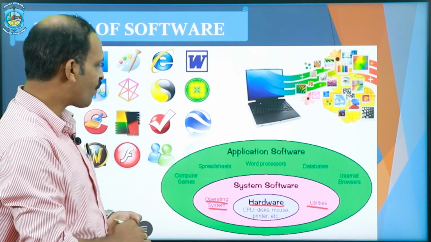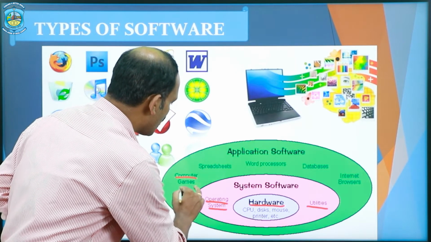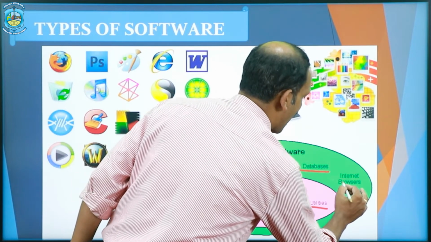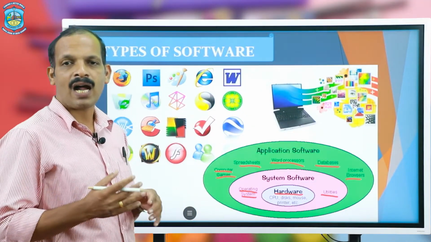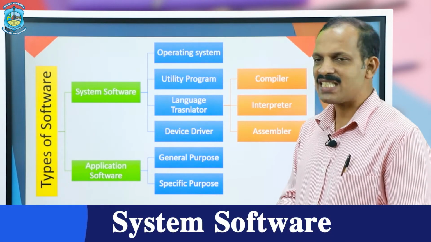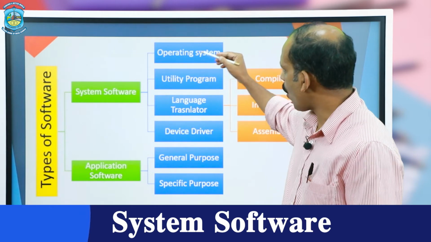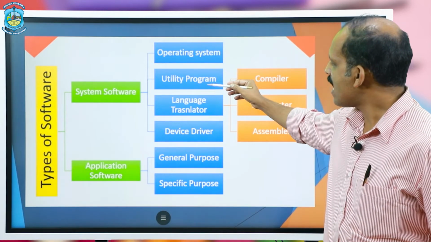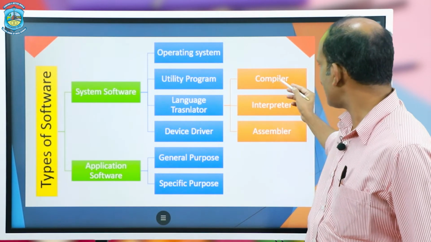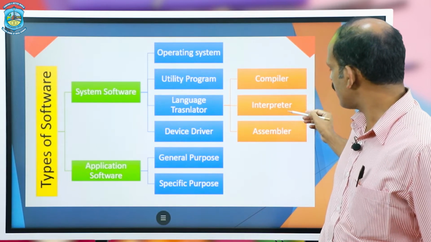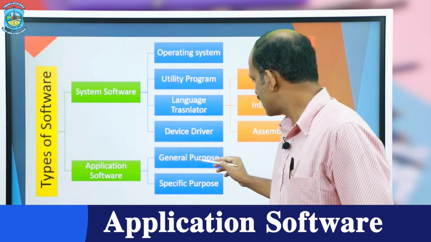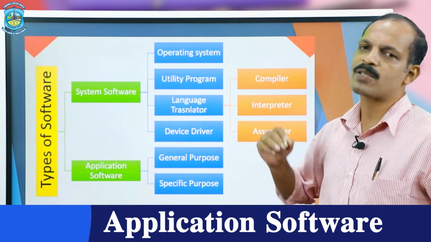In the case of application software, computer games, spreadsheets and office documentation software, databases and internet browsers, all come under application software. Looking in detail, system software is again divided into operating system, utility software, language translator and device driver. Language translator is again divided into compiler, interpreter and assembler. In the same way, application software is divided into general purpose software and specific purpose software.